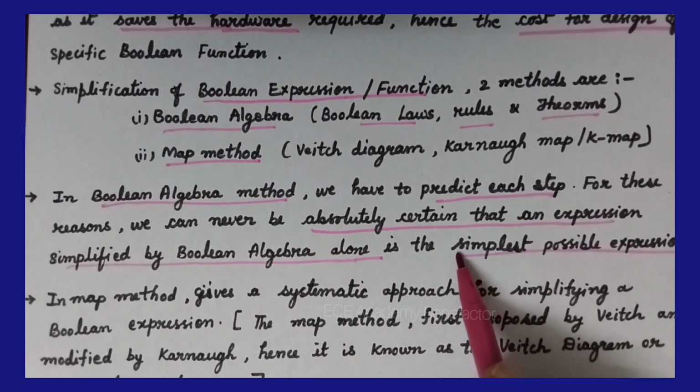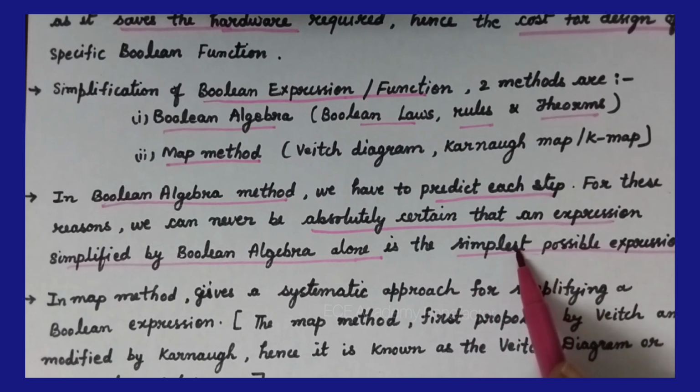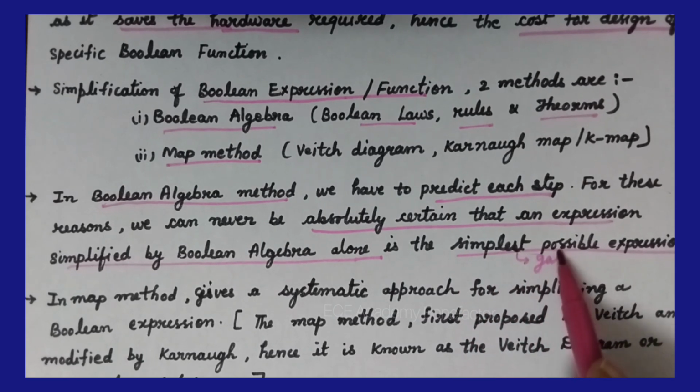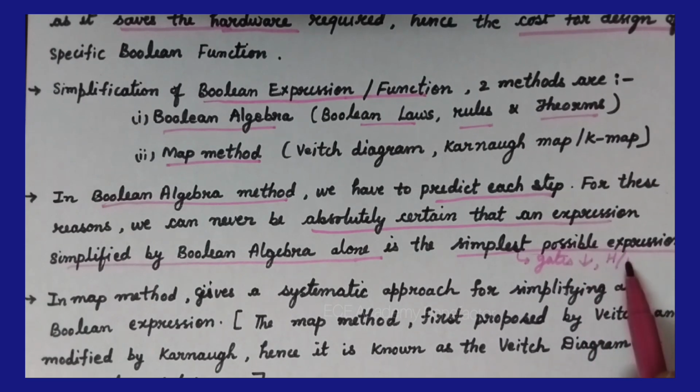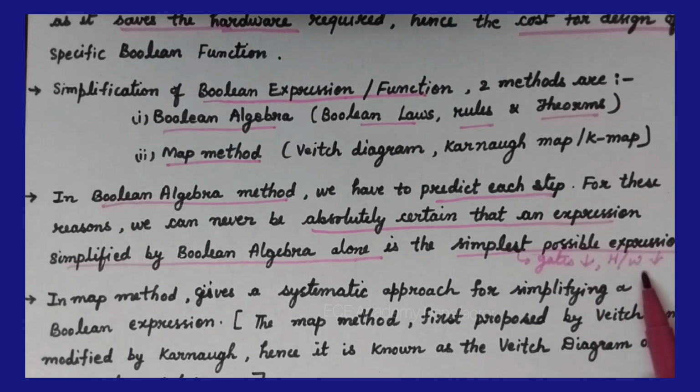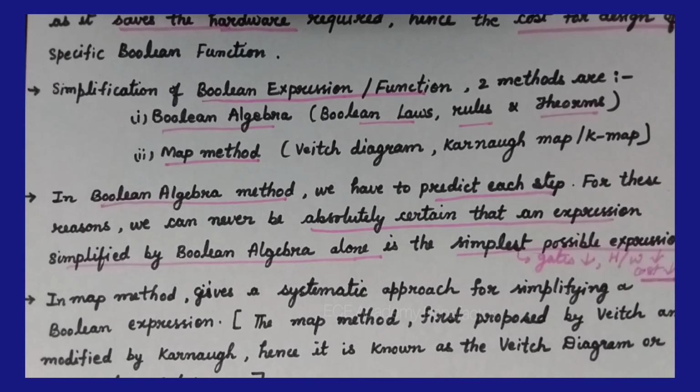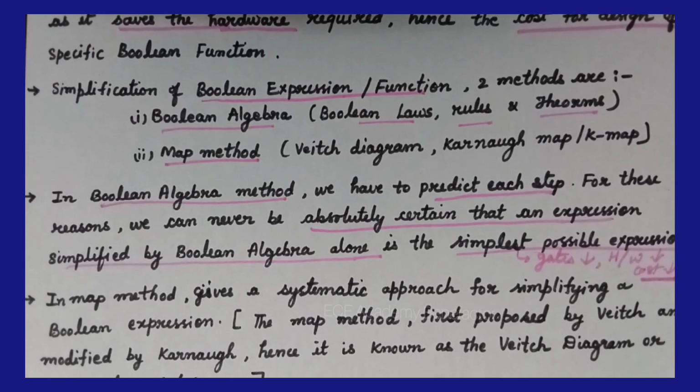As it is predicting at each step, we can't know whether it is giving the simplest possible expression. If it is the simplest possible, gates will be less. If gates are less, the hardware will be less, and hence the design cost will be reduced. So the ultimate aim of the minimization of Boolean function is to reduce the design cost. By simplifying using Boolean algebra, it is not certain that it's the simplest possible expression.